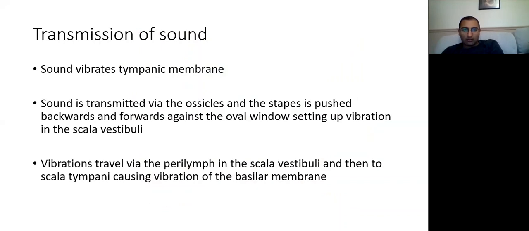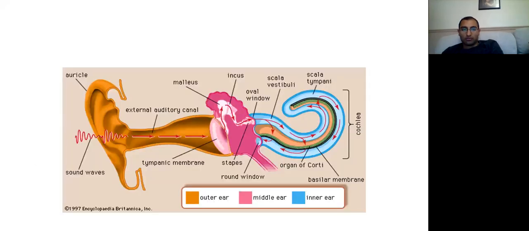So the transmission of sound. So sound vibrates, it causes the tympanic membrane to vibrate. It's transmitted via the ossicles, and the stapes is pushed backwards and forwards against the oval window, setting vibration in the scala vestibuli. And then this vibration travels via the perilymph in the scala vestibuli and to the scala tympani, and this causes the vibration of the basilar membrane. And this is what makes the nerve impulse.